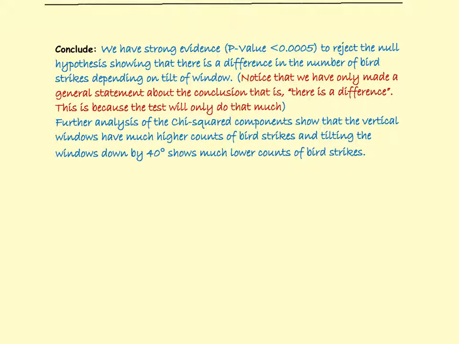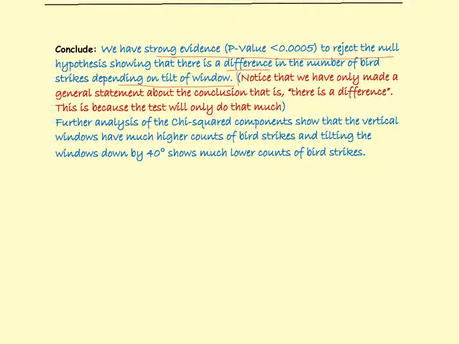Now, this is how we would write down the conclusion of our chi-squared test. So first, we use the p-value as strong evidence to reject the null hypothesis, which really shows that there is a difference in the number of bird strikes depending on the tilt of the window. This is where we end with the chi-squared test.